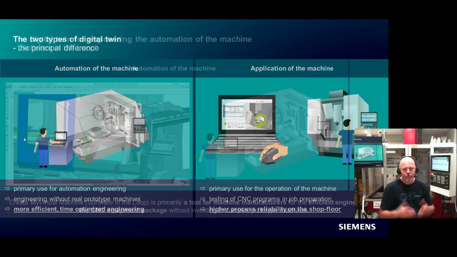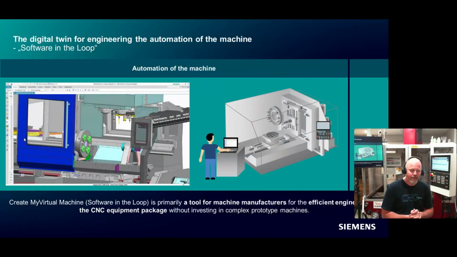So the first piece, that automation of the machine, is really going to be serviced by a product we refer to as Create My Virtual Machine. This software is designed for a machine tool integrator or OEM to be able to completely simulate the commissioning of the machine tool. So imagine what the process would have looked like.